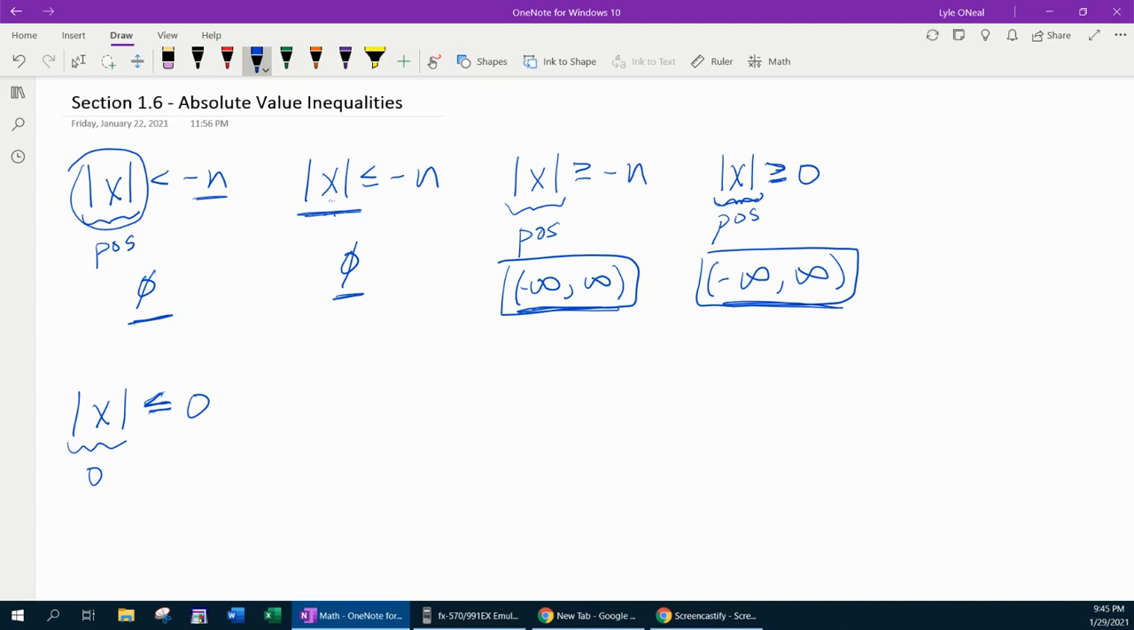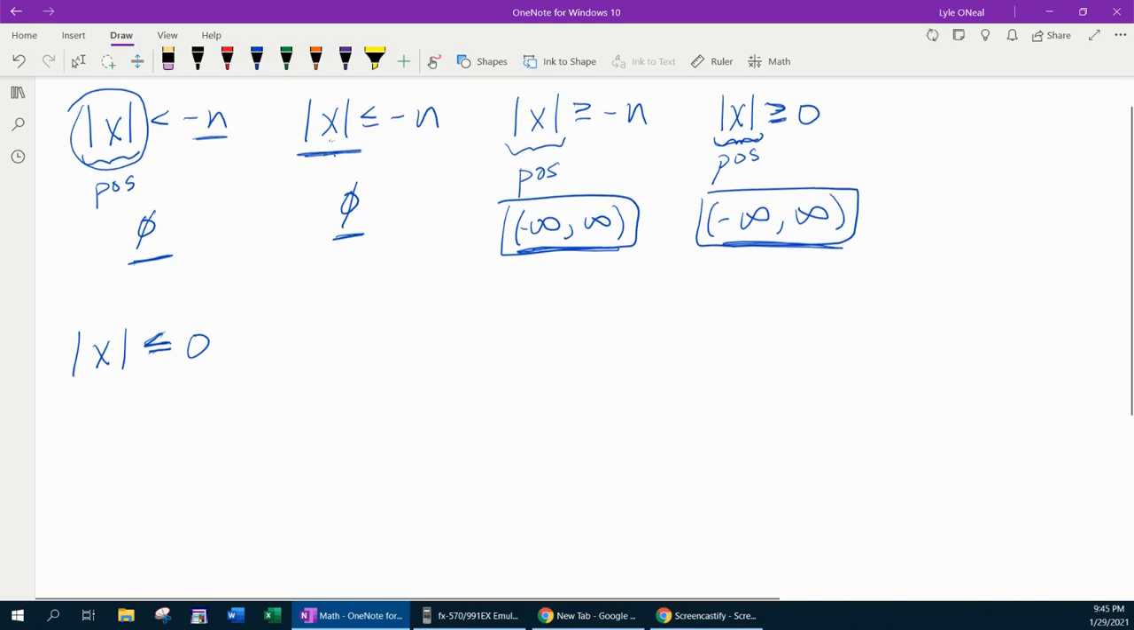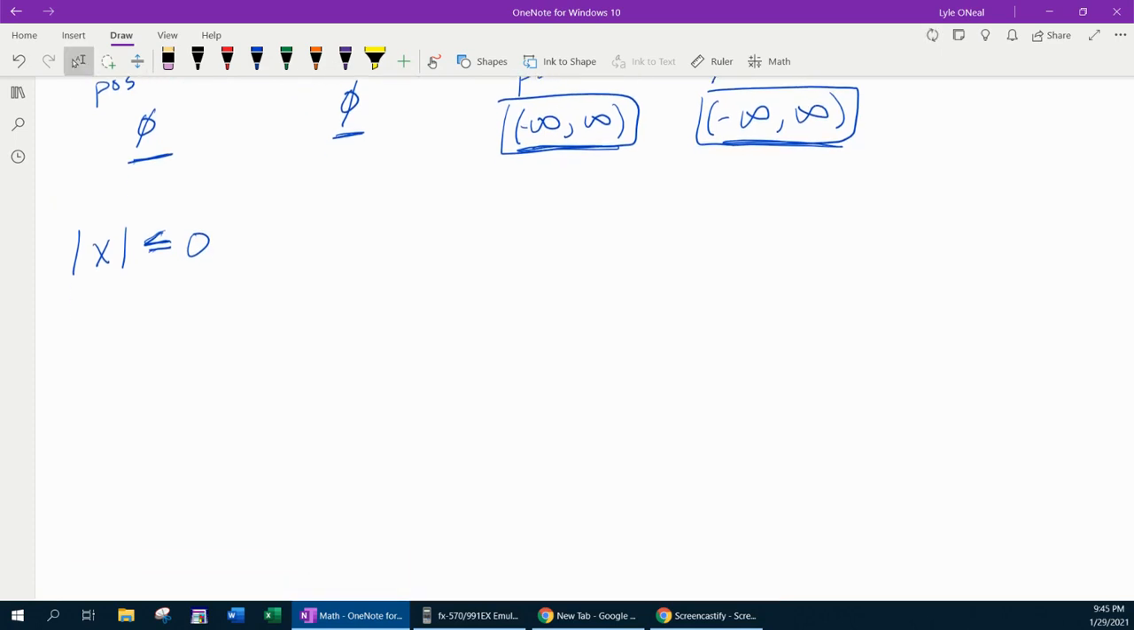The answer is yes. So anytime you have the absolute value of some stuff less than or equal to zero, it's not no solution. There is only one solution. And in this particular problem, the only answer would be zero. Zero is the only number that I can replace x with and get a true statement there.